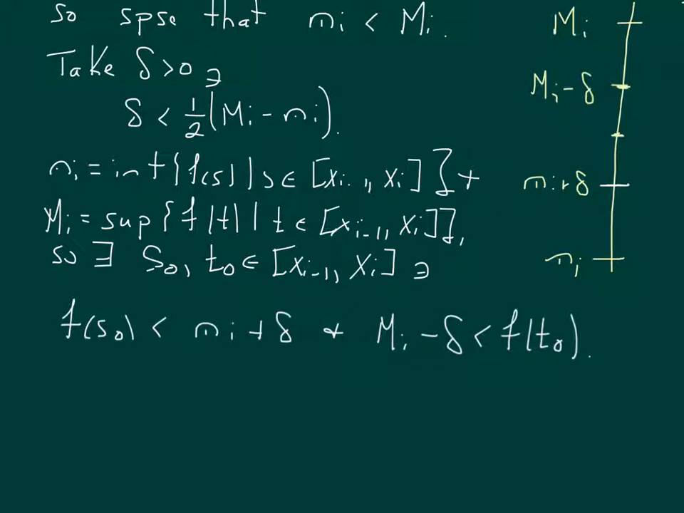All right, well, why is that true? Well, little m sub I, again, is the infimum of all values that f takes over the ith subinterval.